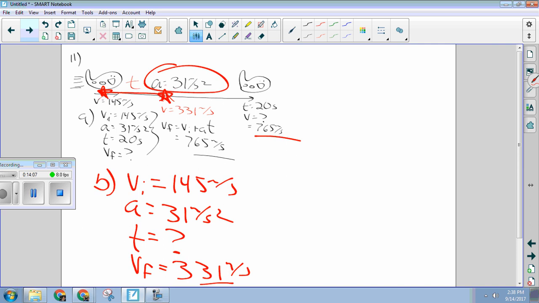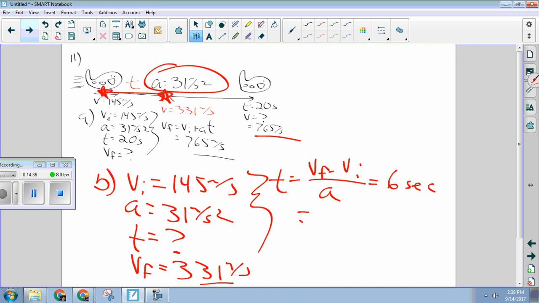765, that measurement was 20 seconds. That's exactly right. They're different time intervals, right? Does that make sense? So now, I know my information. I'm just going to find my time and plug in the numbers. 331 minus 145 divided by 31, and it gives you 6 seconds. Cool. Is everybody cool?